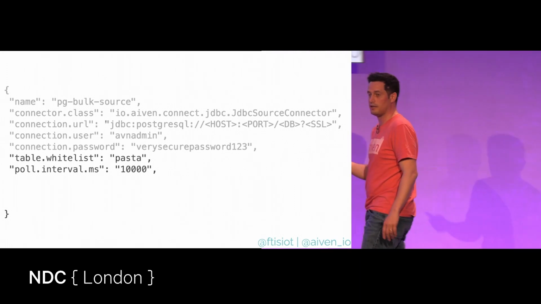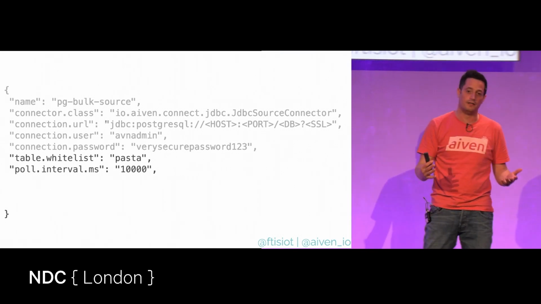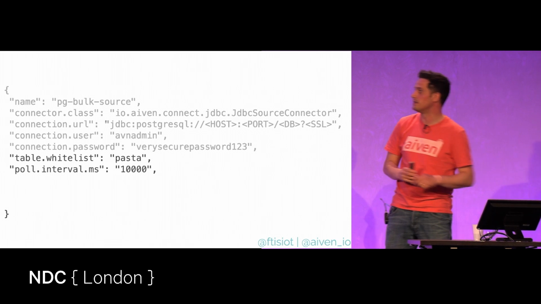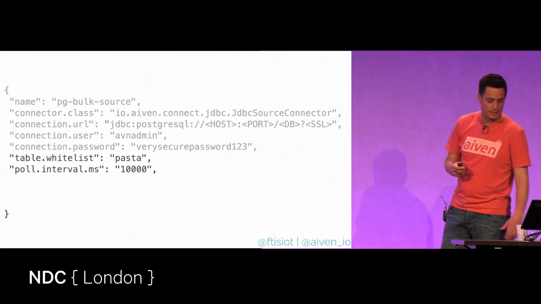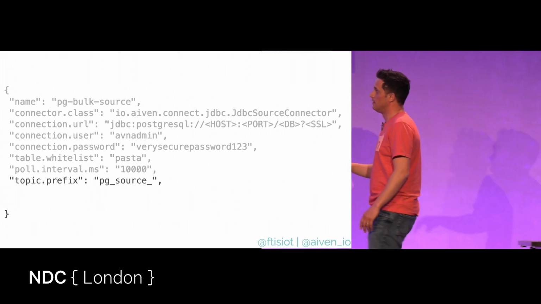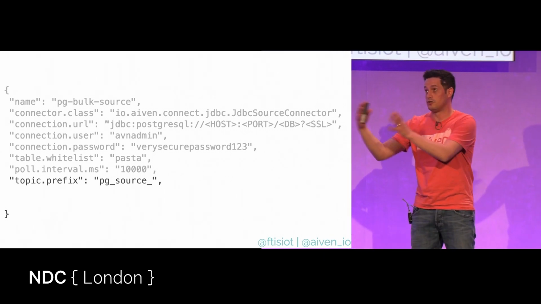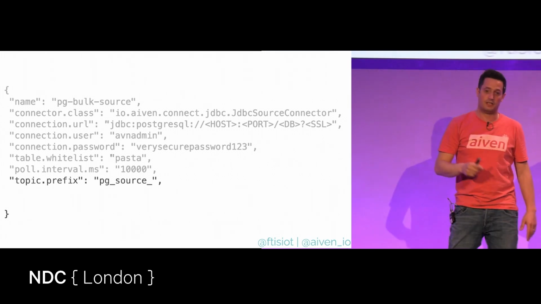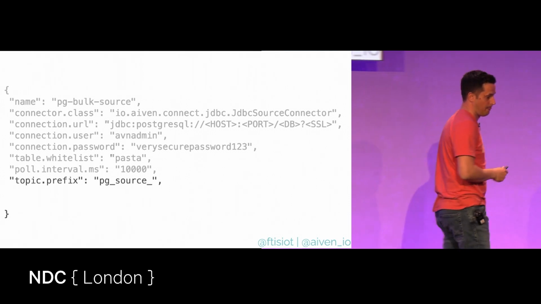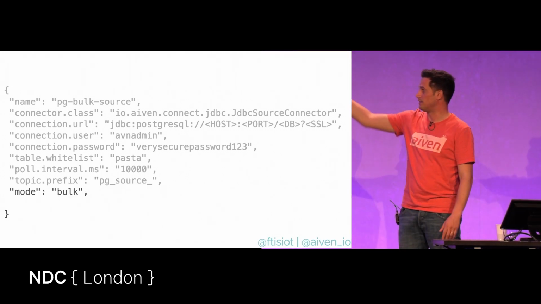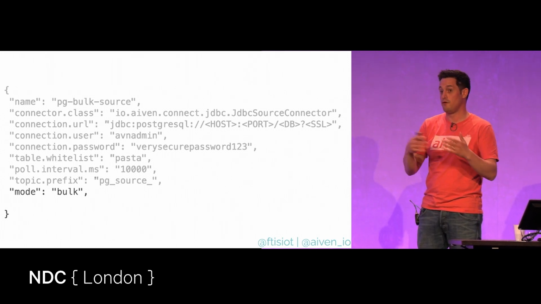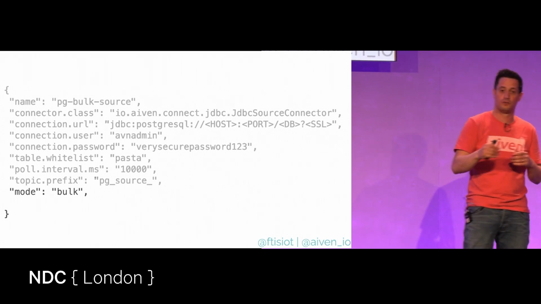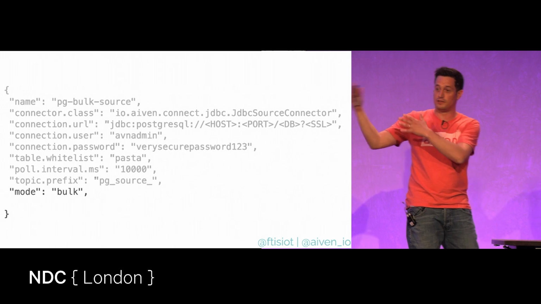And then you pass some additional parameters. What table do I want to take the data from? It's called pasta. How often do I want to query the table? Every second, or every 10 seconds in this case. Then what else can we specify? Topic prefix. How I will call the topic in Kafka? Well, it will be called PG source, and then I will add the name of the table. So I will have a topic PG source pasta. Then the mode. I selected bulk, but you could use incremental or timestamp. If you use one of those advanced methods, you need also to specify which columns are the serial number or the timestamp itself.